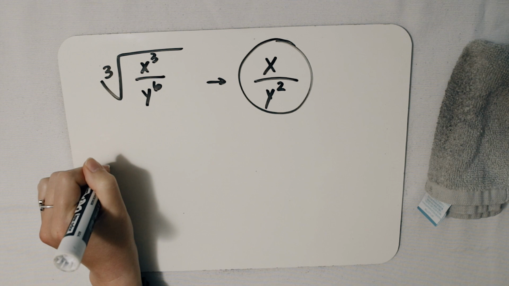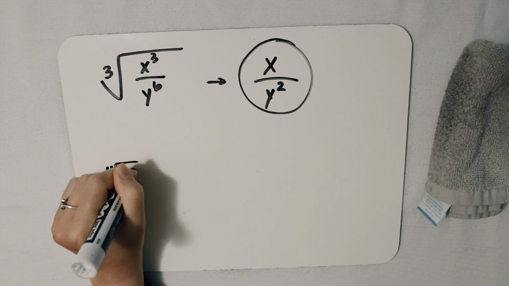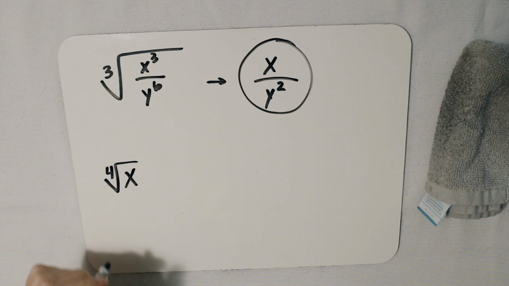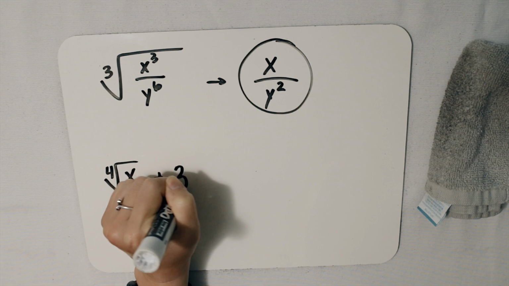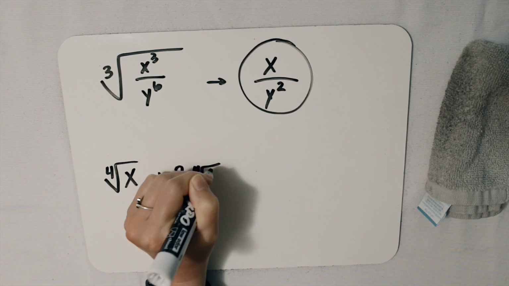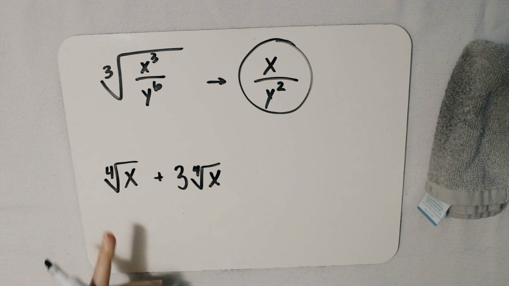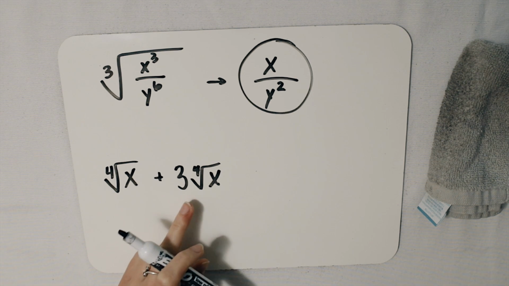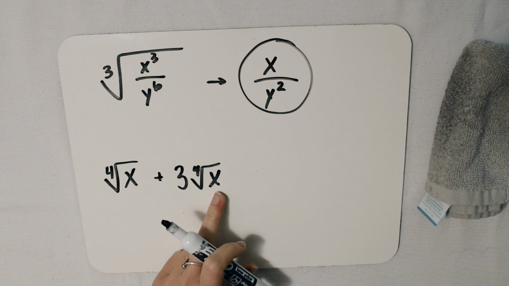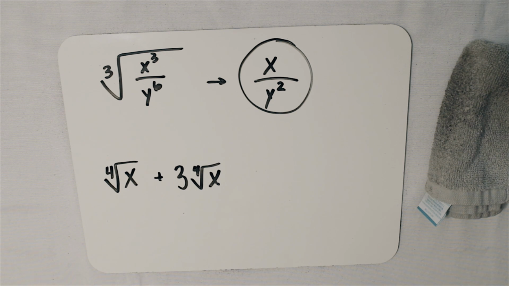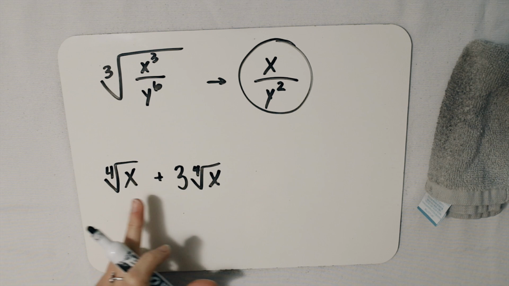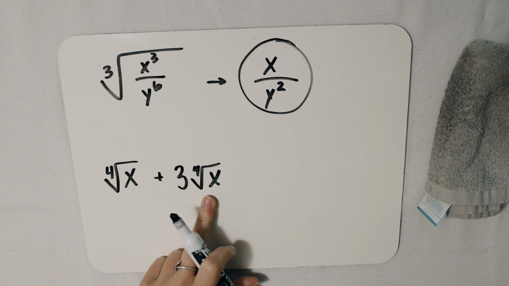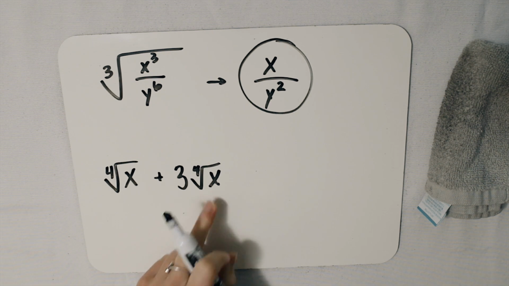We have the 4th root of x plus 3 times the 4th root of x. The only difference between these two terms is their coefficients. Remember, the coefficient is the term that comes before whatever your variable is. With these types of equations, as long as your radical matches, 4th root of x and the 4th root of x, all you have to do is add your coefficients.